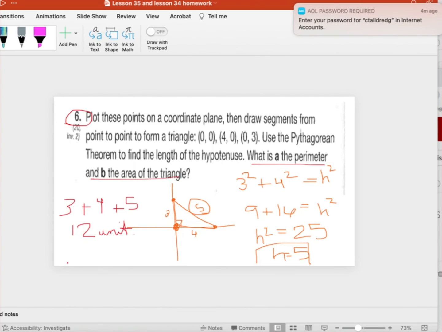And then the area of a triangle is 1/2 base, which we can say is 4, times height, which we'll say is 3, and 1/2 of 4 times 3 is 12. 1/2 of 12 is 6, but that is area, so that will be square units. And now we are really done, and all of your work is correct.